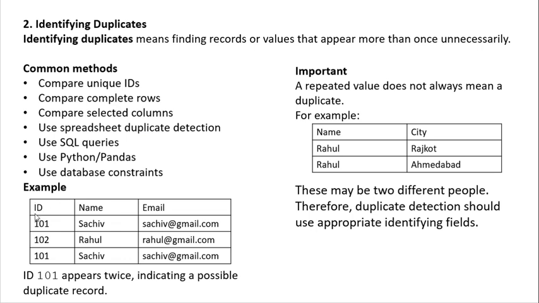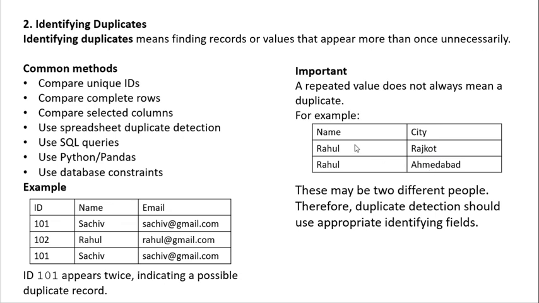For example, ID, names and emails are given, and ID 101 appears twice, so it is repeated two times, indicating a possible duplicate record. The importance is that repeated values do not always mean a duplicate. For example, the values are repeated two times but the cities change, so this may be two different people.